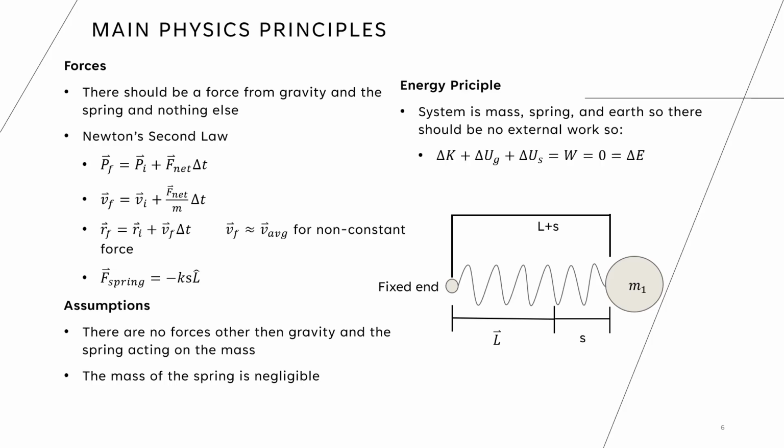And for the energy principle, we're assuming that the system is the mass, the spring, and the earth, so there should be no external work. So our delta K plus delta U gravity plus delta U spring will equal our work, which will equal 0, which will also equal our change in energy.